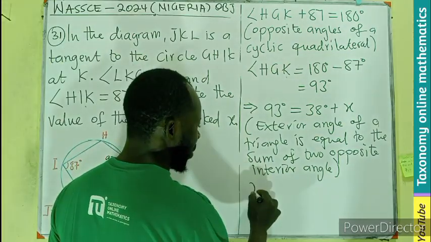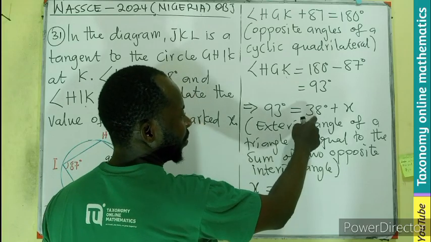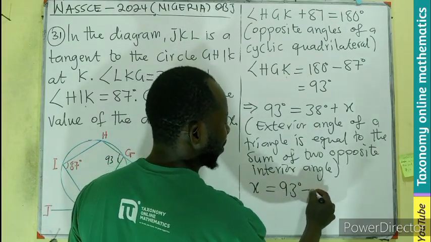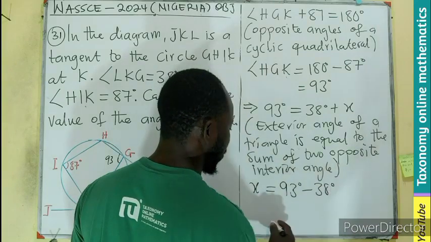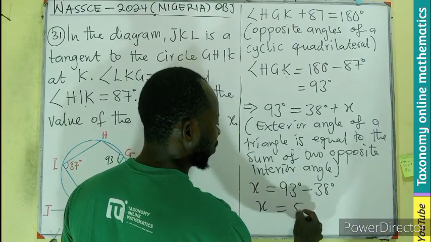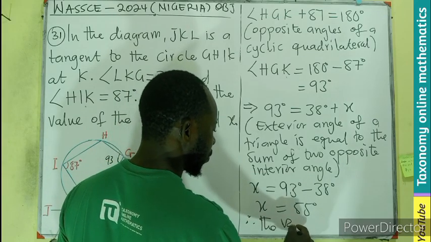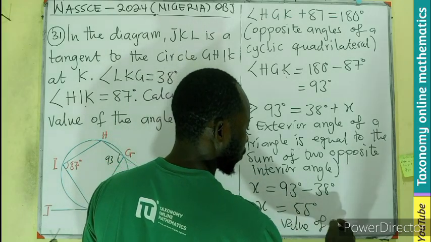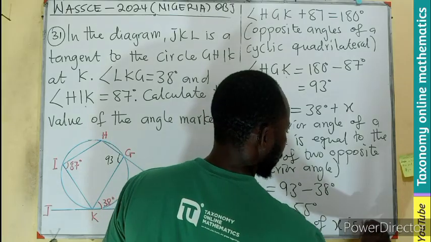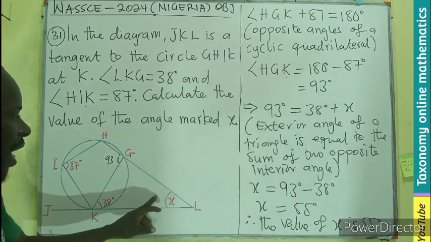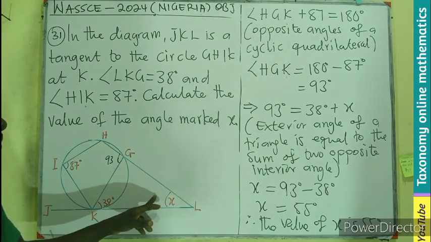So here I will make X the subject, subtracting 38 from both sides, making 93 degrees minus 38 degrees. So X will be giving us 55 degrees. So therefore, the value of X in this corner is going to be our 55 degrees.